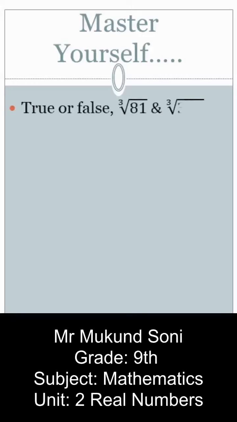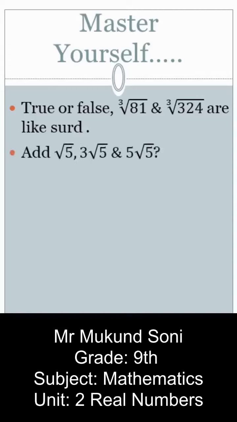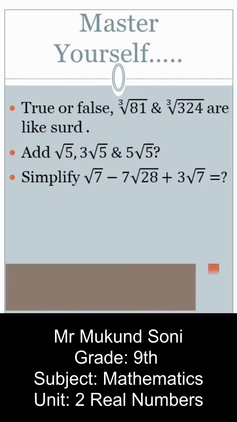Answer whether it's true or false. Cube root of 81 and cube root of 324 are like surds. Are they? How will you find? And what will be the answer? Next question, add root 5, 3 root 5 and 5 root 5. What concept you need to know and how will you do? Think. Then simplify root 7 minus 7 root 28 plus 3 root 7.